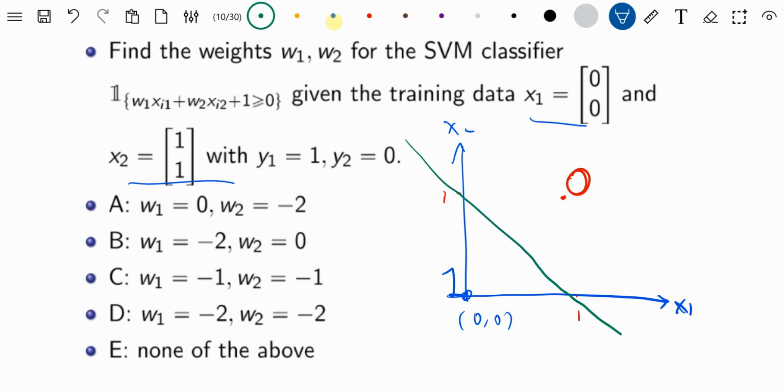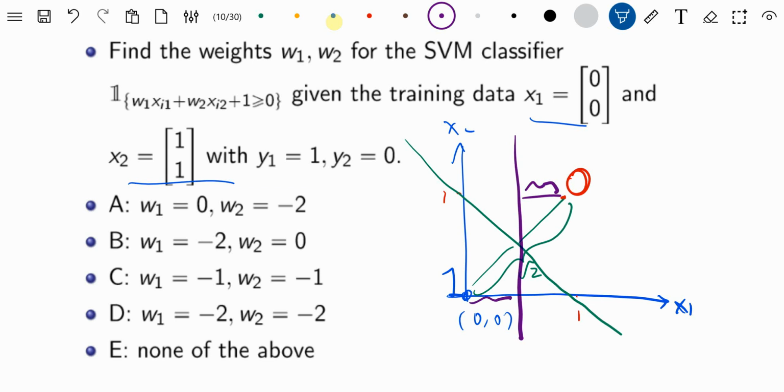So if the line is like this, the margin will be that, which is 1 over square root 2. And if you try something else, for example, if you use this one, then the margin will be this plus this, which is just 1. 1 is less than square root 2, so that's not a good one.